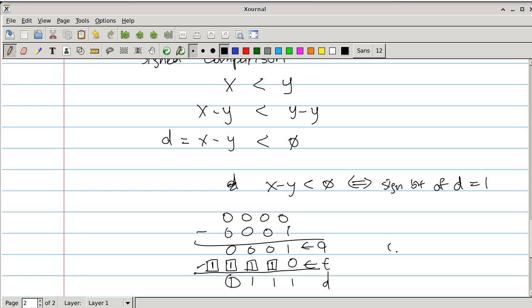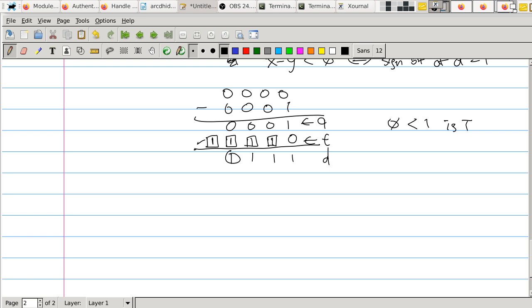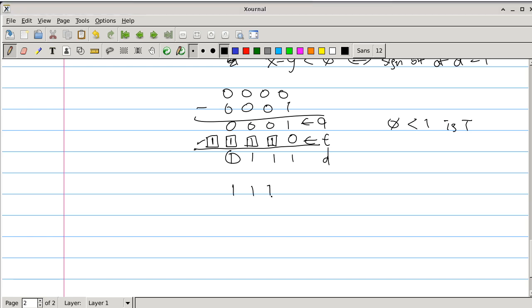Is true. Okay, well, that's pretty easy. Let's look at another one. This time we have a negative value. We have -1, which is represented by 1, 1, 1, 1. And we're going to compare that to, guess what? 0. Okay. I don't think we need to work this out too much.